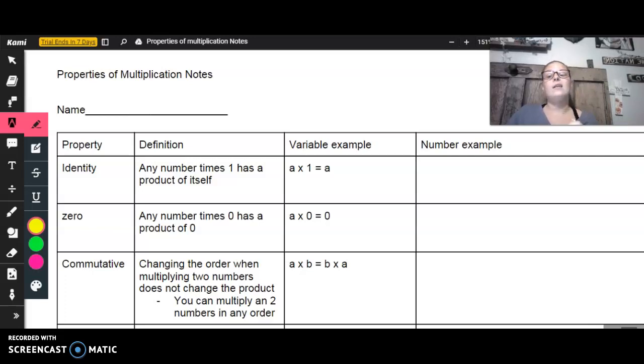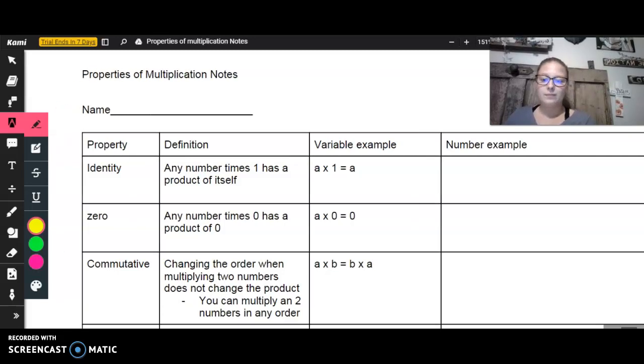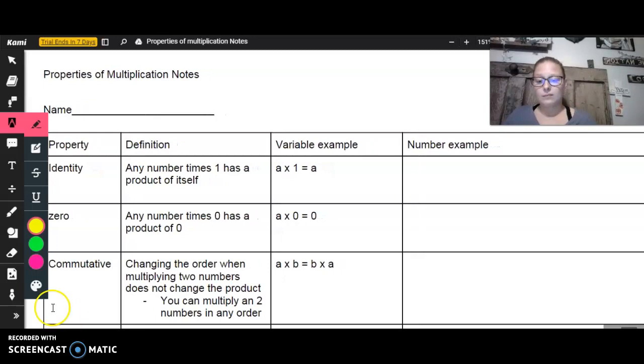So this is saying that if I take any number, no matter how big it is, and I multiply it by 1, it's going to be the same number that you multiplied it by. So 1 times 10 would be 10. 1 times a million would be 1 million. I think it's important that we know that times 1 has a product of itself, so I'm going to highlight that. Times 1, and then product of itself.